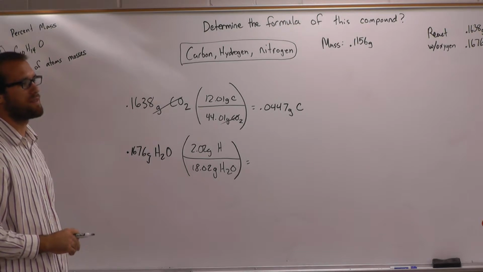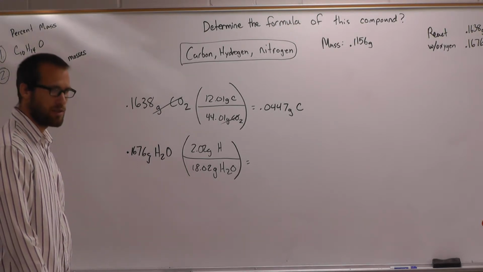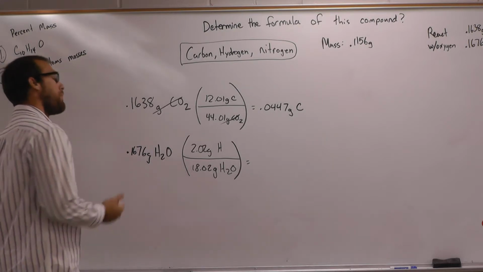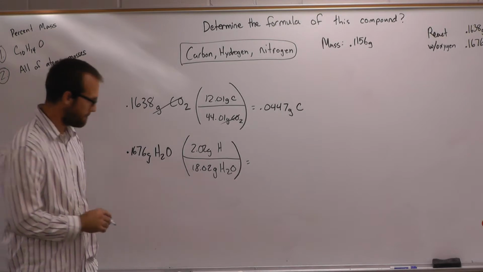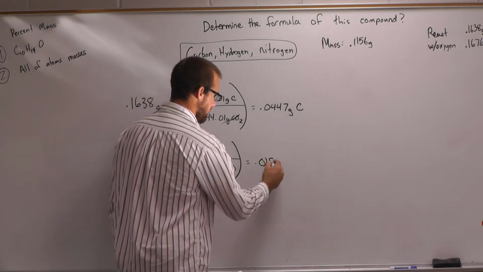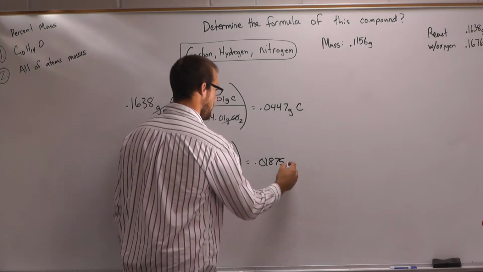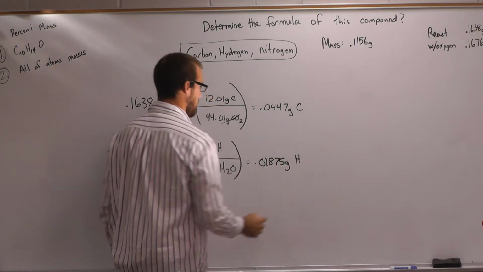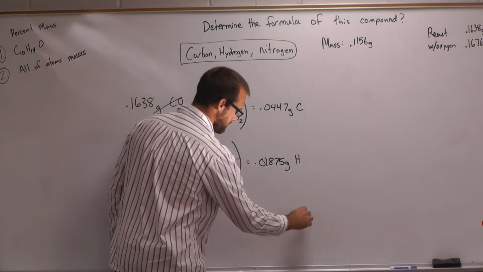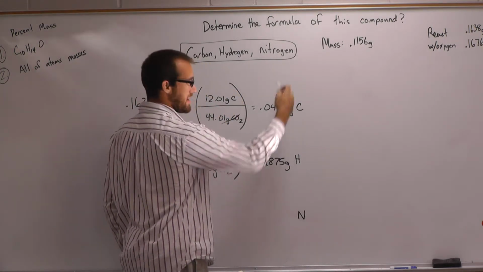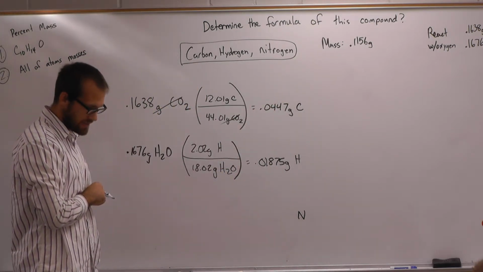Now we are assuming that this thing is reacting to completion. If it didn't react to completion, we'd have a problem. But we're going to make that assumption. Okay, what do we get? 0.0188. 0.0188, rounding up to 5, because it's like halfway. Hydrogen? Okay. How would we be able to find nitrogen? Add these two, subtract it from that.